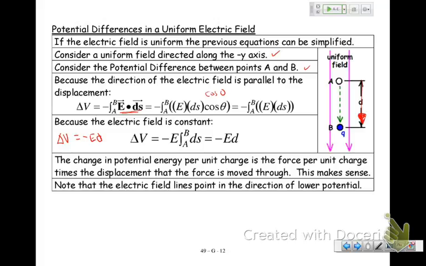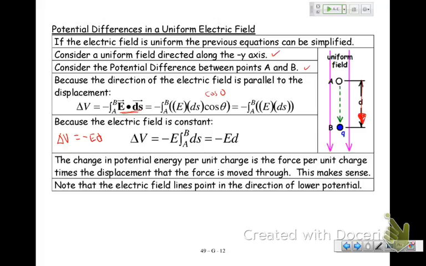So do you need to know all this stuff here? I think it's useful if you're going to use this over and over again, and certainly it will always be at 90 degrees in line with it. It will always be parallel to. The change in potential energy per unit charge is the force per unit charge times the displacement that the force moved through. This makes sense. Note that the electric field line is in the direction of lower potential.